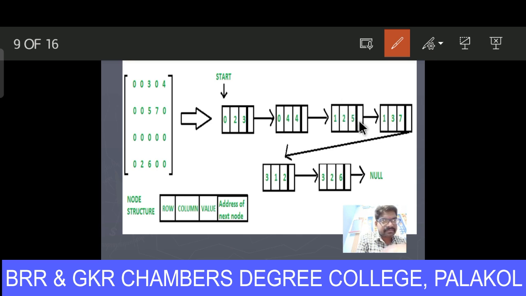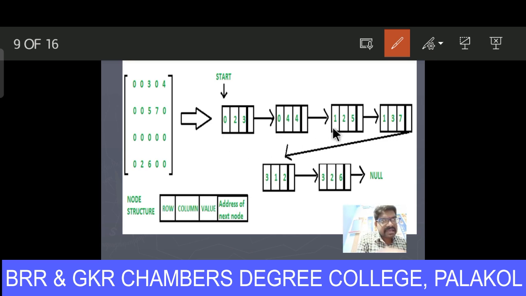So in this location it contains the address of another node. So it stores the address of this location. So 312 stores the address of another location. So the last node contains the null value. Here the last node contains the null value, that is row, column, value, address of the next node. So this is the row information, this is the column information, this is the actual value, and this is the address of the next node.